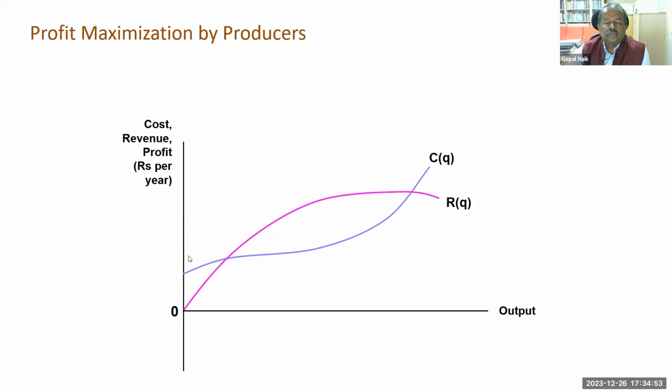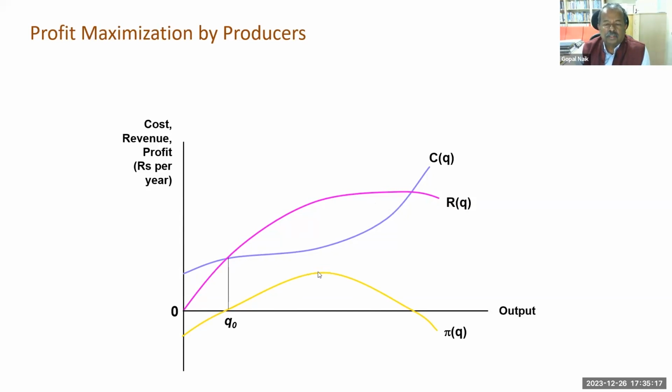And then, of course, we can see the difference between these two. Up to here, it is a loss. From here onwards, the revenue is greater than the cost, and therefore up to here the profit is positive. So this is what the yellow line is, the profit curve. And we can see where the profit is maximum.